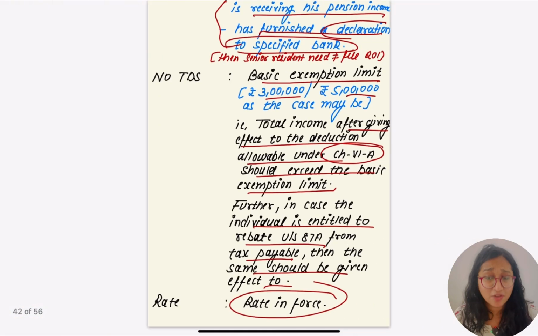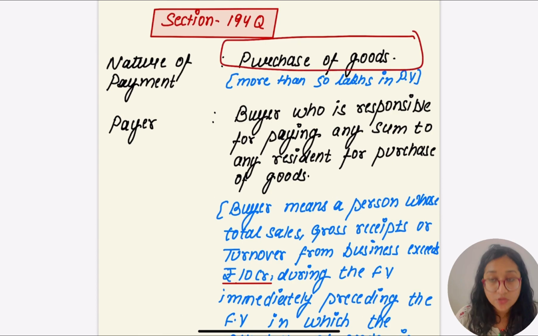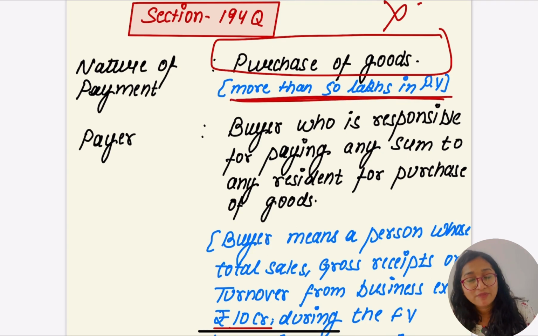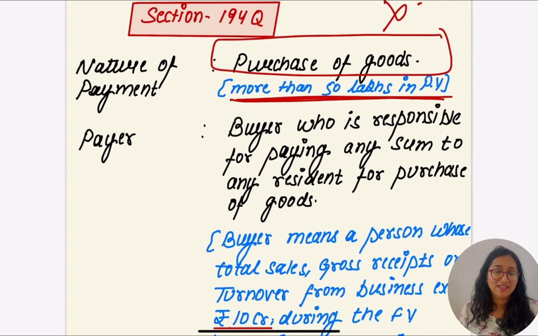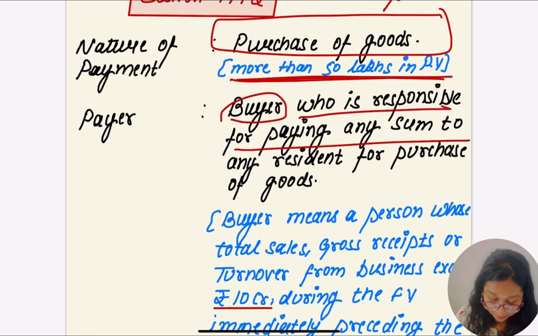Let's go for the other section. This is also one of the important sections. 194Q is related to purchase of goods. What about services? No, we are not going to take services here. So this section is only for purchase of goods. If the purchase of goods value is more than 50 lakh in a previous year, in that case TDS applicability is going to arise under section 194Q. The payer is going to be the buyer, who is responsible for paying any sum to any resident for purchase of goods.